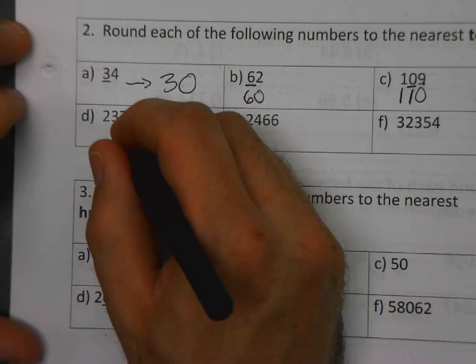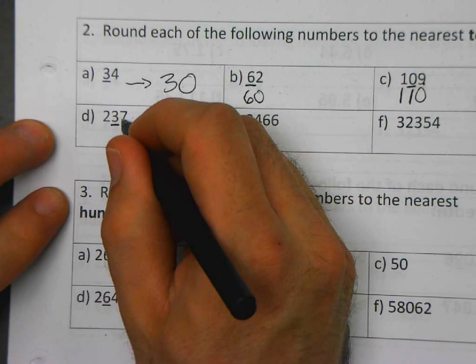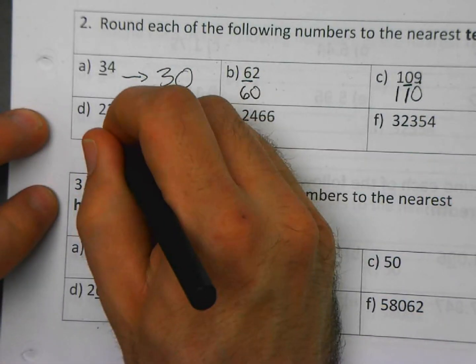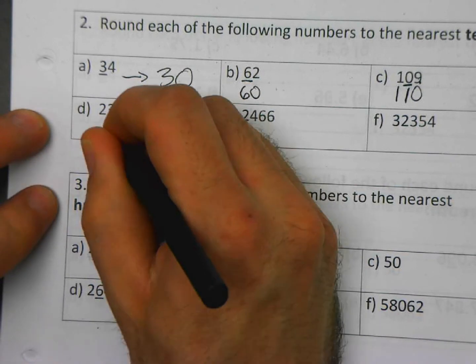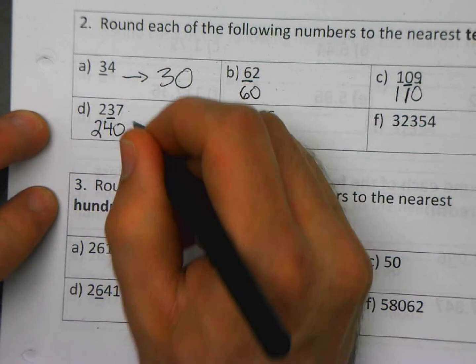Next one, we got 237. I'm going to underline that 3. The next number is a 7. That 7 tells me I have to add 1 to the 3. And I'm going to get 4. I'm going to copy down the 2. I'm going to turn the 7 into a 0.